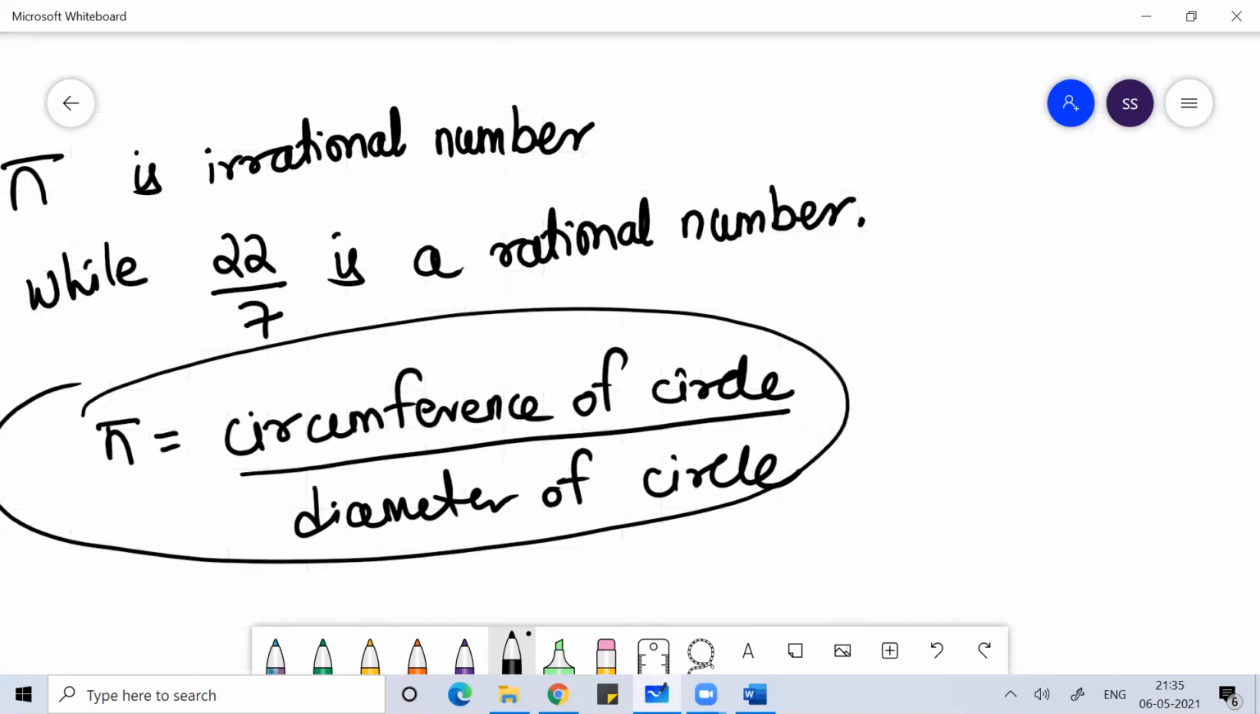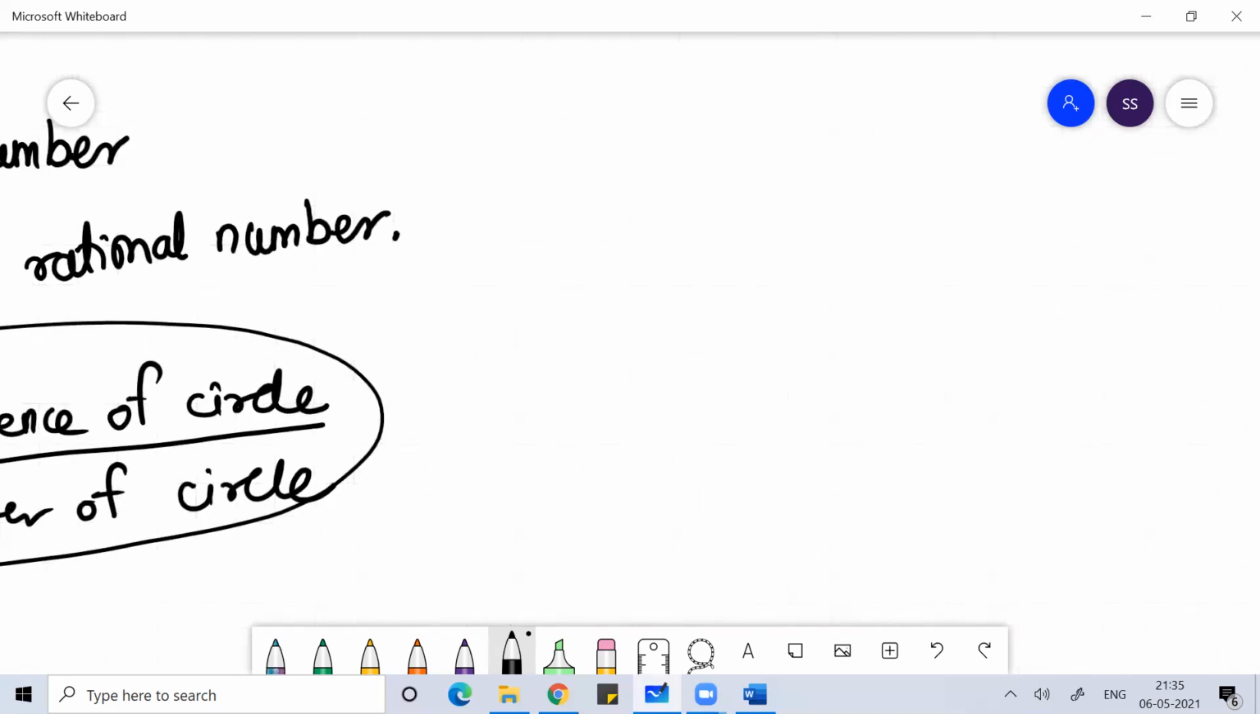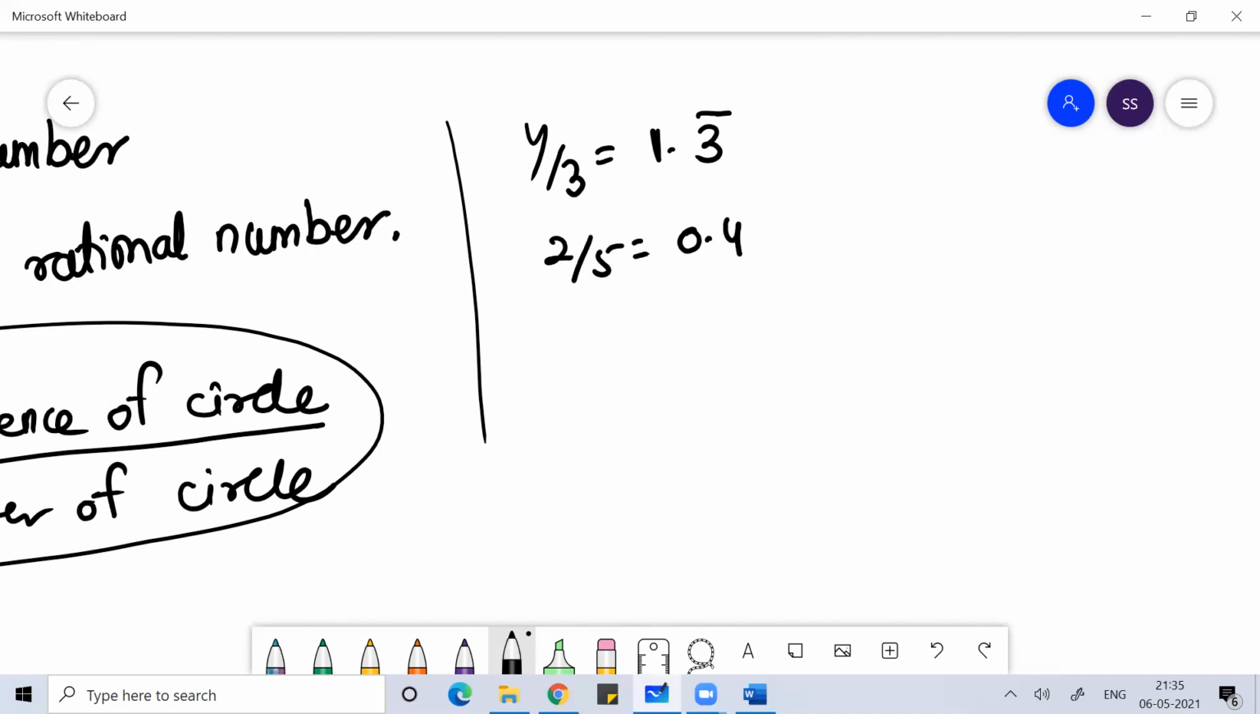I hope you understand recurring decimals, like 4 by 3, which you can write as 1.3 with a bar over the 3, where 3 keeps on repeating. A terminating decimal is like 2 by 5, which is 0.4. But if you find the value of root 2, you'll get 1.414, and every time you'll get a new digit.